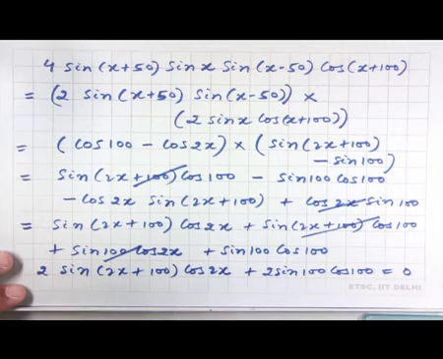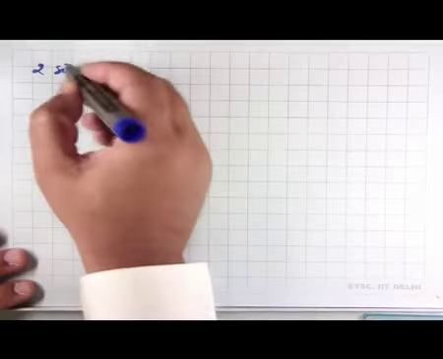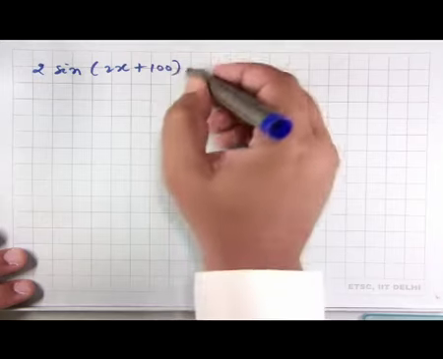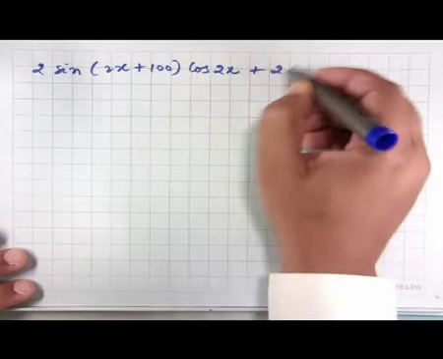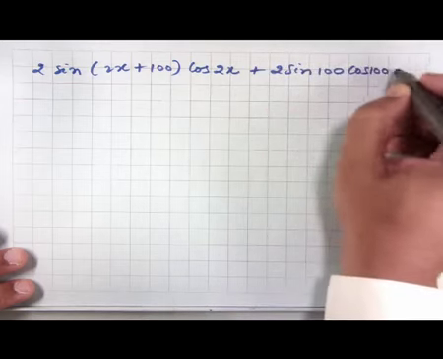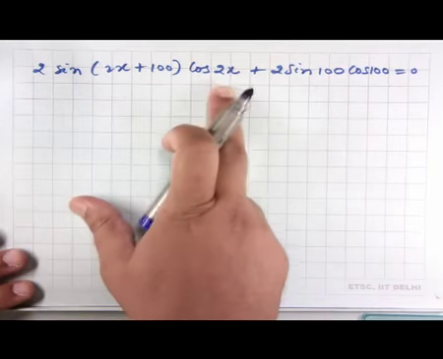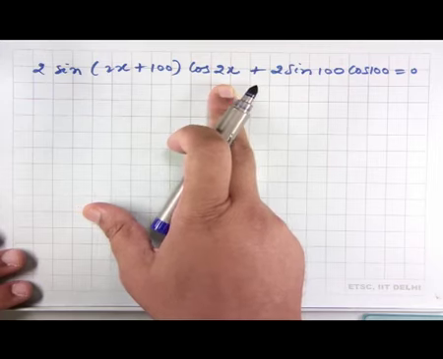0, which can be further simplified as, so from the previous slide we have 2 into sine of 2x plus 100 times cos of 2x plus 2 sine 100 cos 100 equals 0. Now, this is of the form 2 sin A cos B. So, we know that 2 sin A cos B is sin A plus B plus sin A minus B.